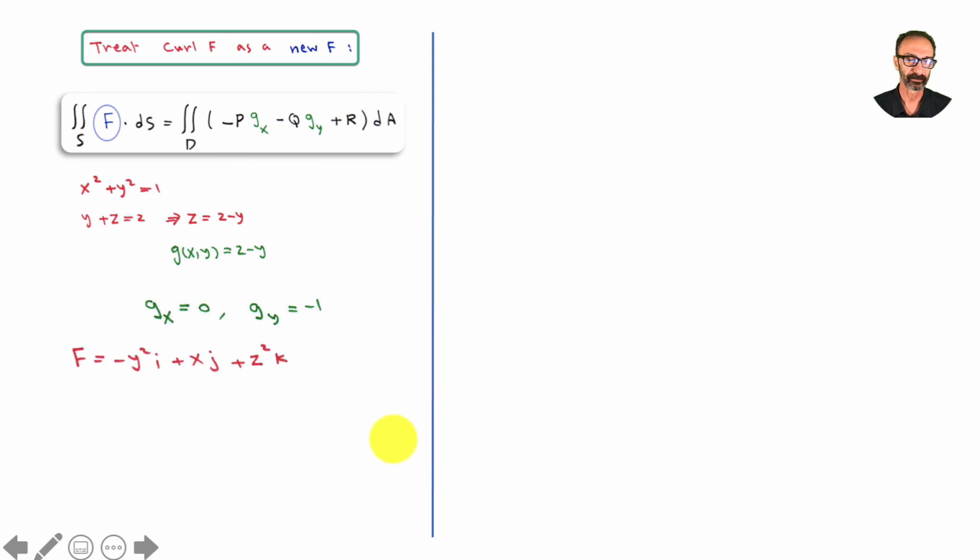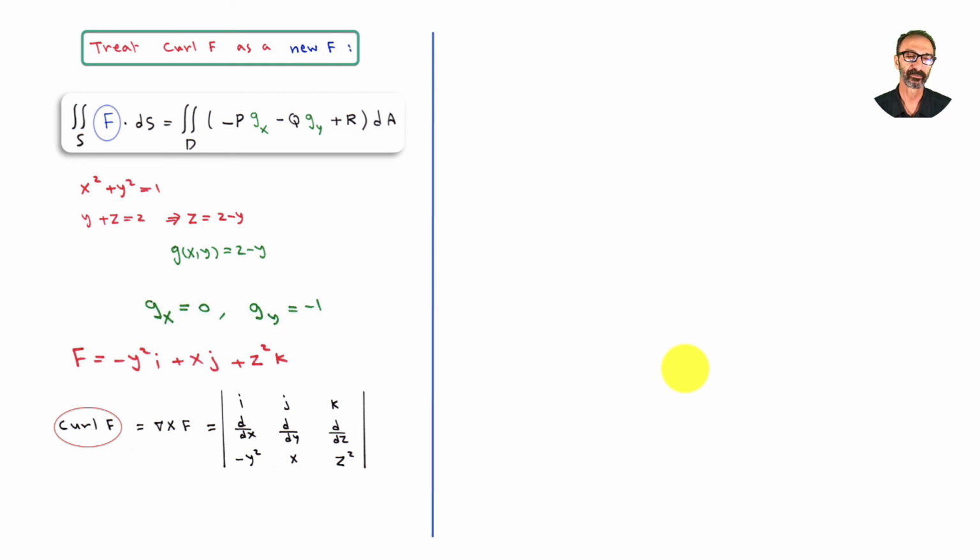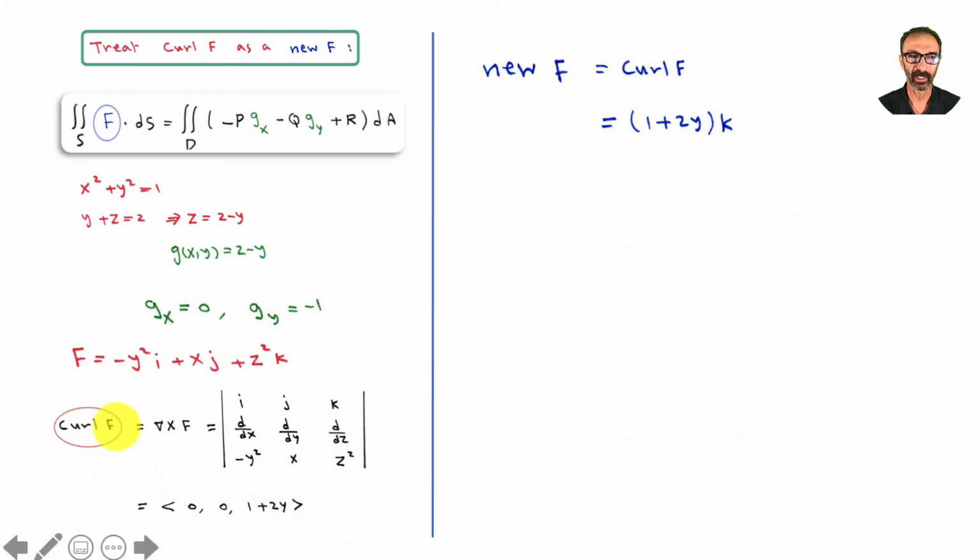Here is our vector field. That's not my new f. That's my vector field. The curl of f, which is a cross product between del and f. We've done it before. You do the math. We get 0, 0, 1 plus 2y. This is the curl of f, and this will be our new f, as I mentioned on top. So it's 1 plus 2y k. Notice it has a k component in this case. No i, no j. Usually vectors in 3 dimensions, we call them p i plus q j plus r k. Our new function is 0i plus 0j. There are no i or j components, and 1 plus 2y, the k component.